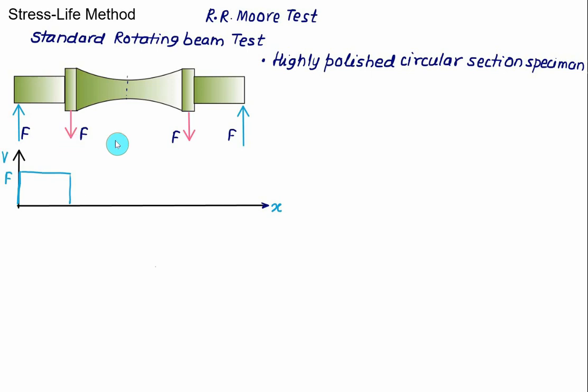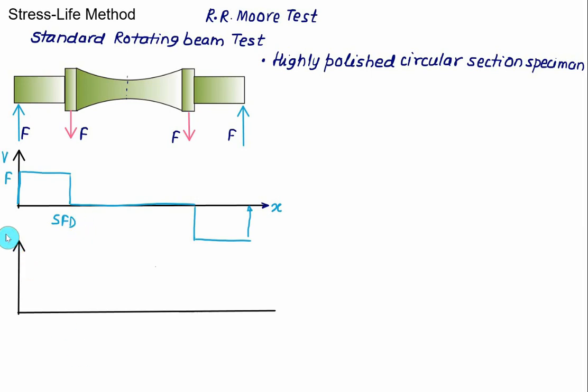From this force F to the other force F, the load remains constant, that is the shear force is equal to 0. Again due to this force, you have to move vertically downward. Again there is no load acting, so the shear force remains constant, and finally we'll close with the shear force equal to F. So this figure represents the shear force diagram.